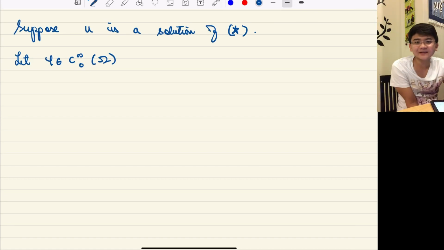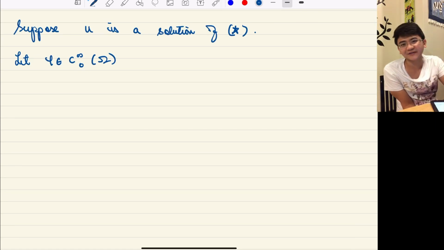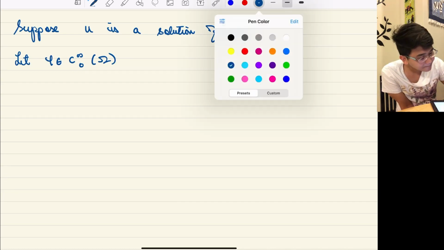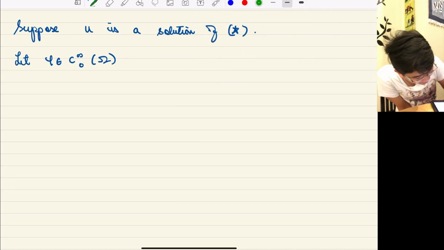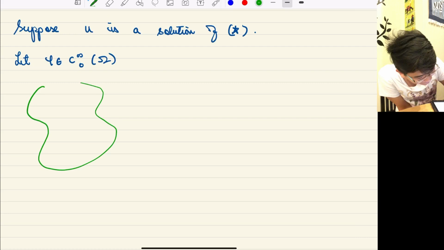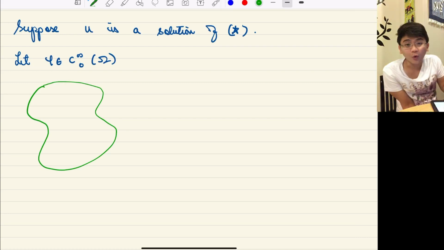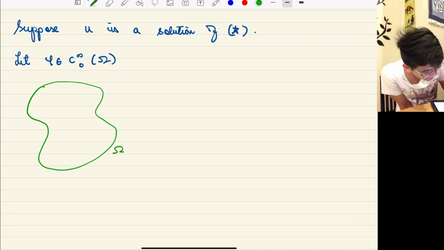Since this is a preliminary video, let's explain what that means. Omega, we're starting with the assumption that, so let's draw omega here, is some bounded connected open subset of R^n. So this is omega.